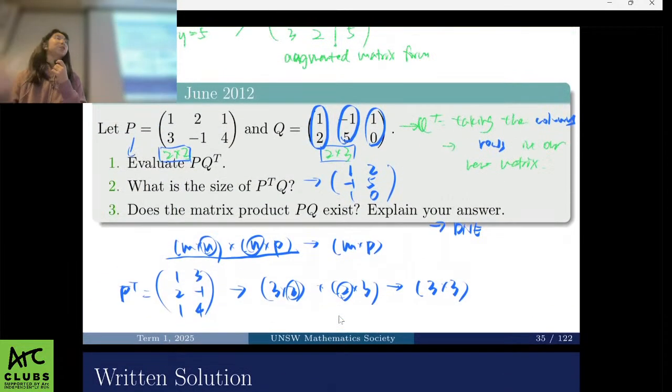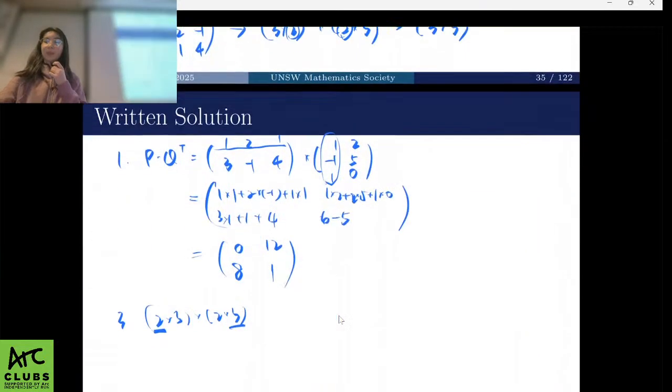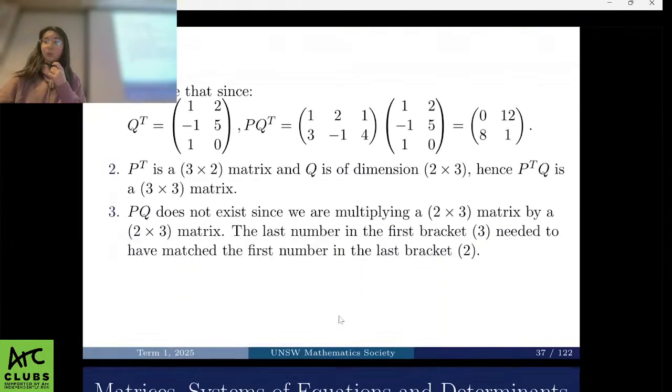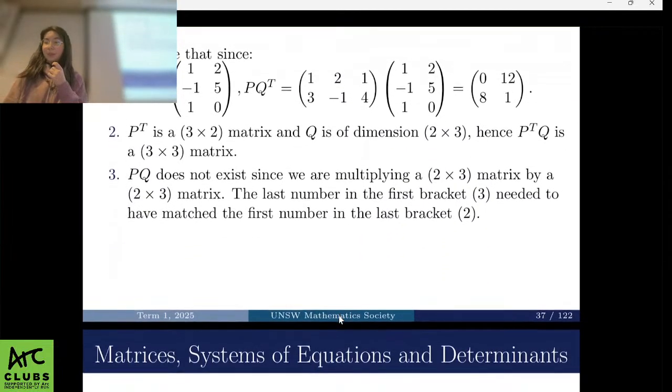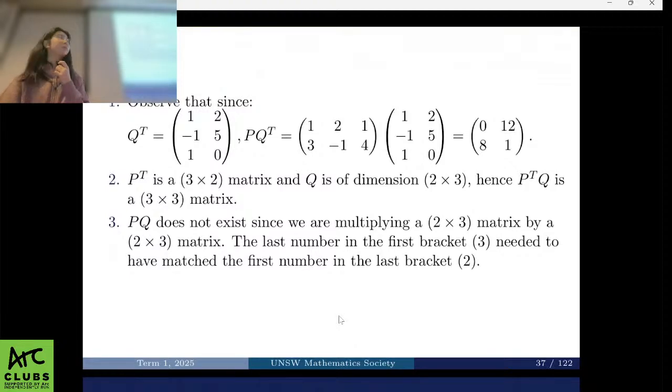And that really concludes our first example, which is mainly a recap of what matrix transposes are. Here is the formal written solutions.